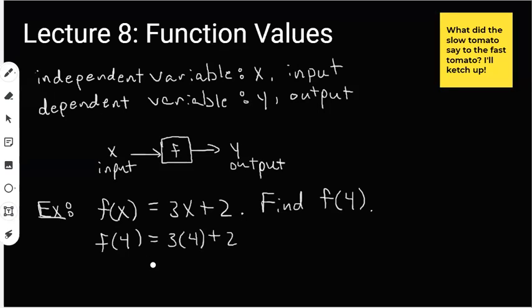So we're going to follow the order of operations. We have 3 times 4. That's going to give us 12. We have a plus 2 right beside it. So 12 plus 2 is going to give us 14. And that's going to be our answer.